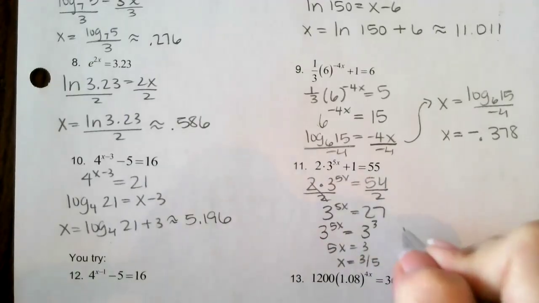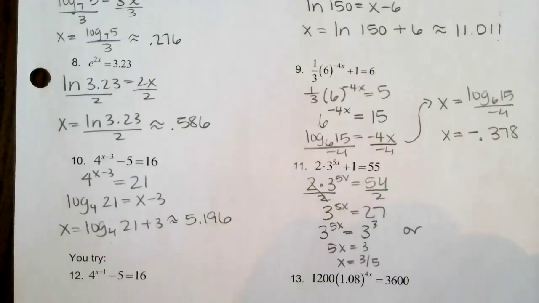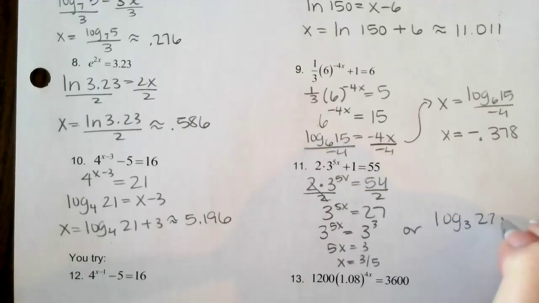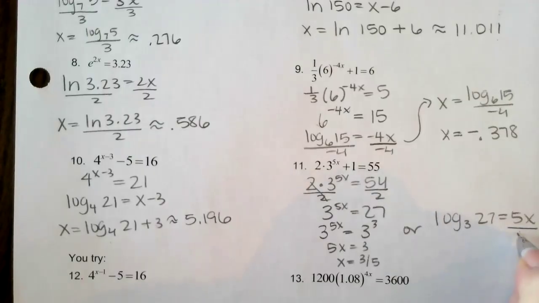And if you want, you can also do that as a log there. You don't have to do the common base. We would convert that to a log, so we get a log base 3 of 27 is equal to 5x, and then we divide by 5.